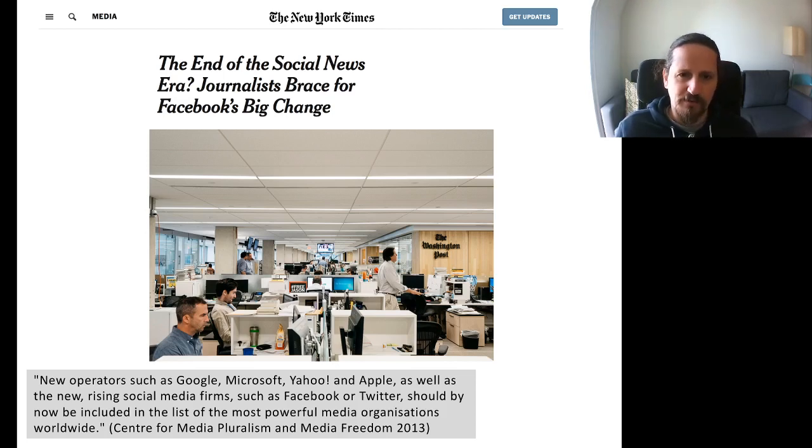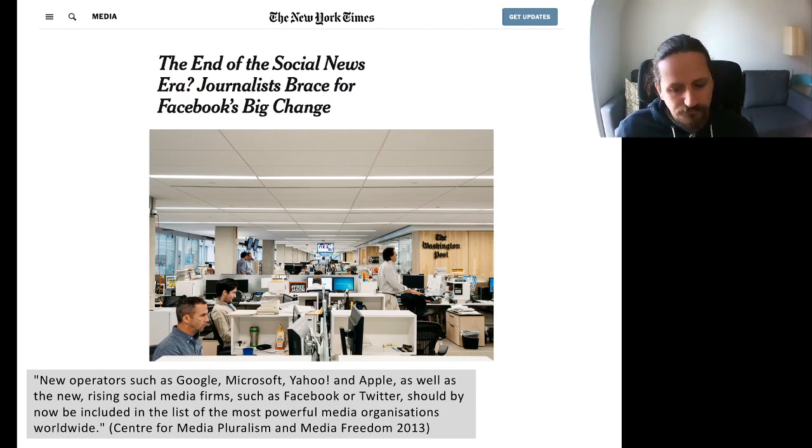And here this New York Times article shows journalists brace for the next big algorithm change. And this, of course, begs the question whether these platforms are not already media organizations themselves. So the quote here from the Center for Media Pluralism and Media Freedom already in 2013 really makes that argument that platforms are not just neutral intermediaries, but indeed themselves media organizations.